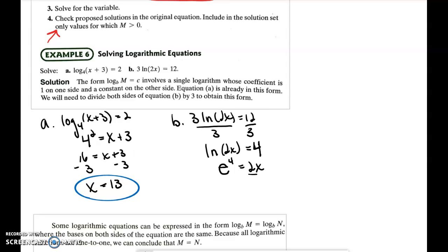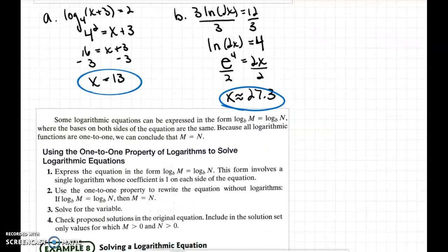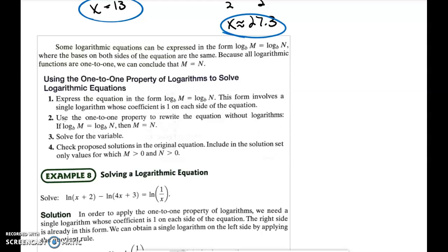We're going to end up with a decimal, so divide both sides by 2. In the calculator, I just did e to the 4th divided by 2 all in one step. And I'll round it to 27.3 because it's 27.299. So we'll just call it 27.3. So those are two examples. We also will have to use some of our properties where we condensed and expanded logarithms.